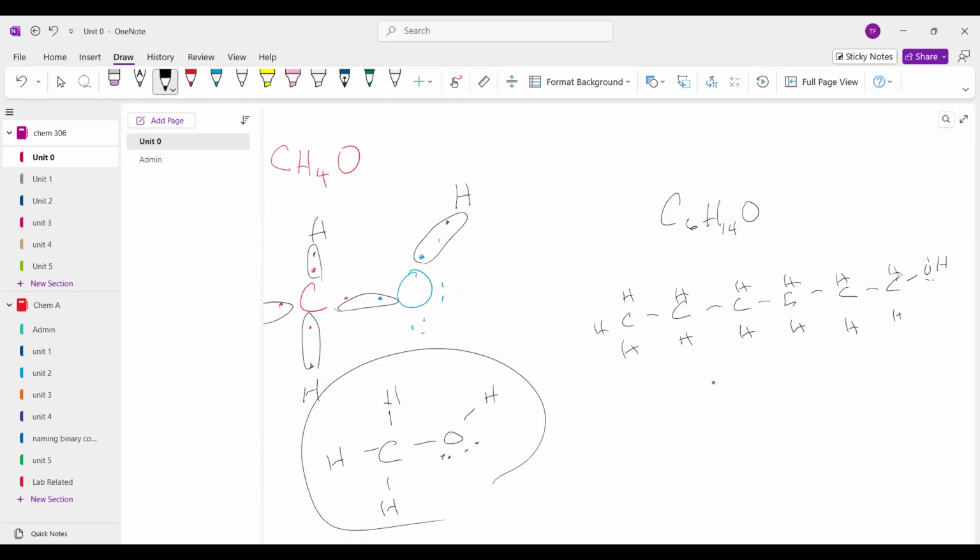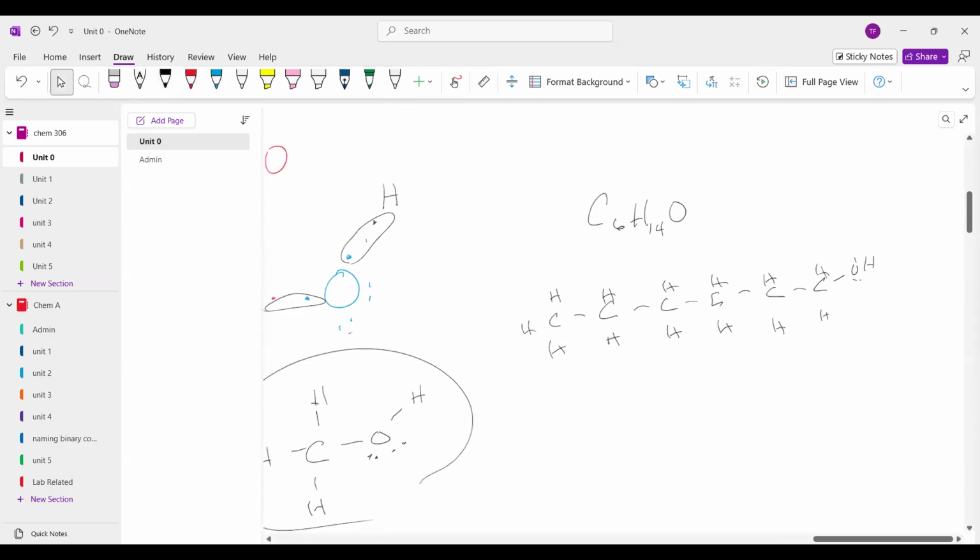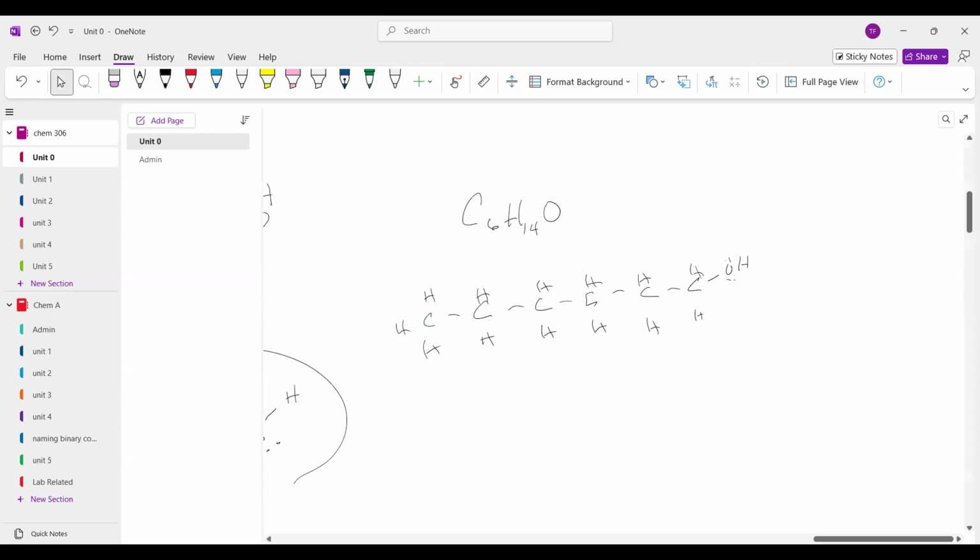Okay, that's a lot of hydrogens. So there's a shorthand way to do that. Okay, that's one way to do it. The other way to do it, you're going to be using exclusively in this class, is the line version.